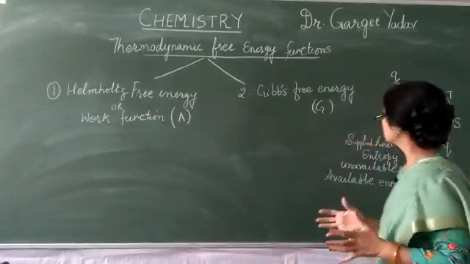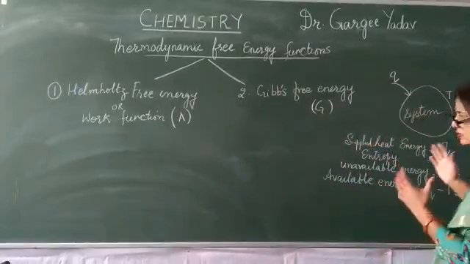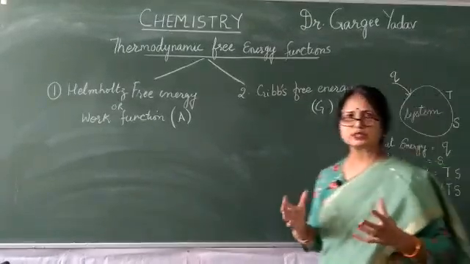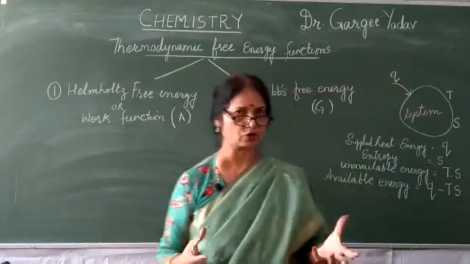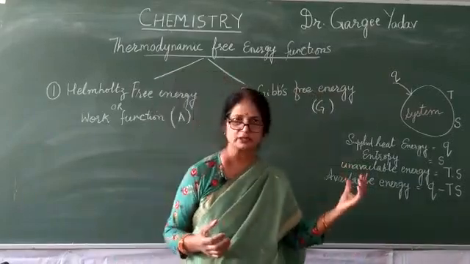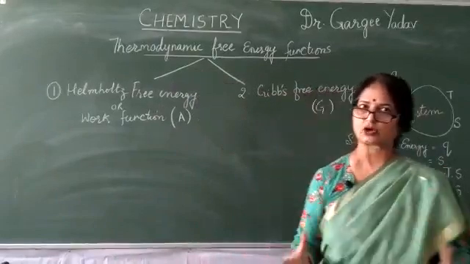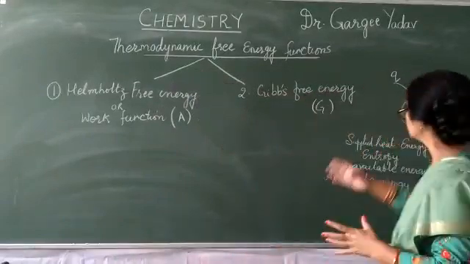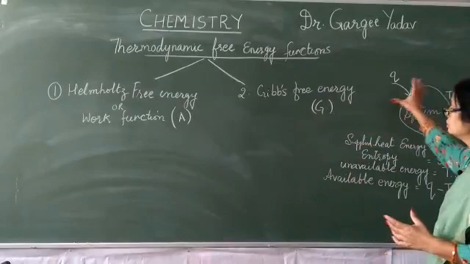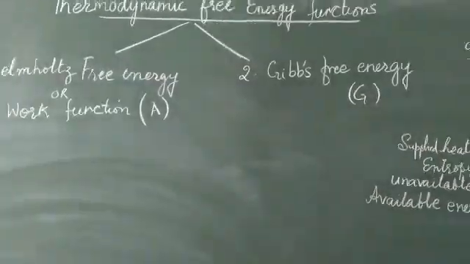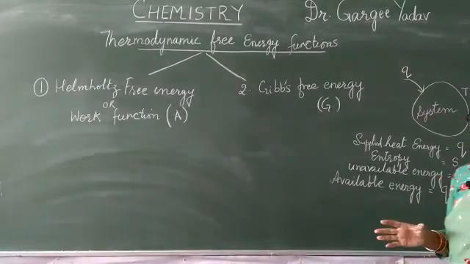Now let us suppose this is a thermodynamic system. In this thermodynamic system, suppose Q is the amount of heat that is being absorbed by the system for doing the work, at temperature T, and S is the entropy of the system. So this is a thermodynamic system in which Q is the amount of heat being absorbed at temperature T, and S is the entropy of the system.